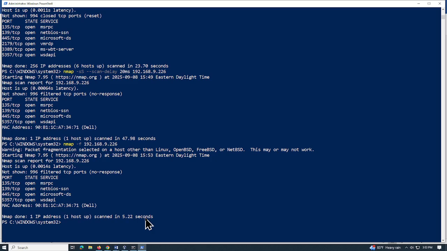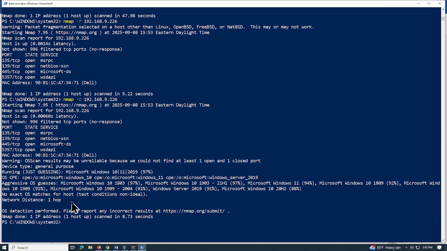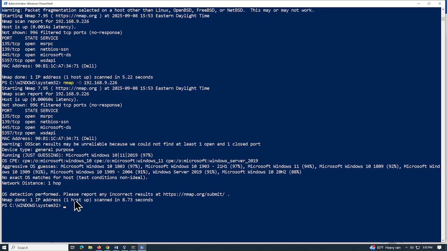Like if I want to do just the operating system, so I can do Nmap minus capital O and then 192.168.9.226. And this is going to go out and target the system, try to take a guess at the operating system that's actually installed on that particular device. Now I may need to, there we go, went fairly quick. All right, figured out it's a Dell, figured out the ports again, just guessing.